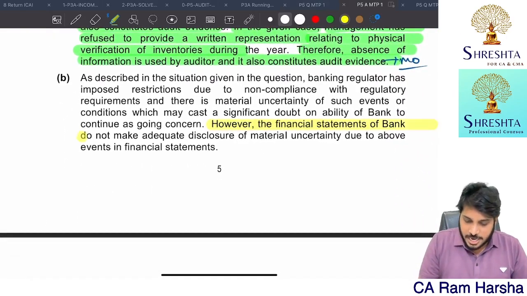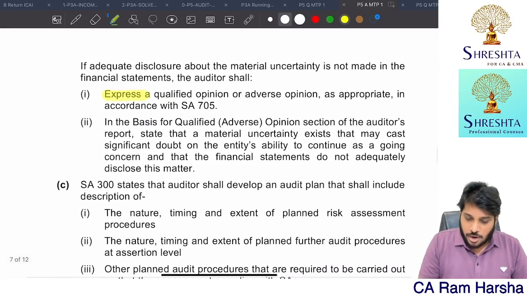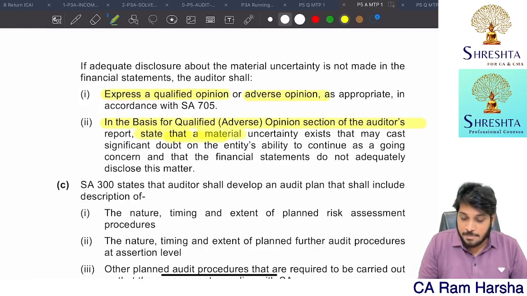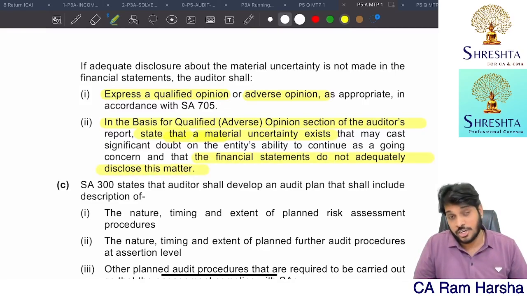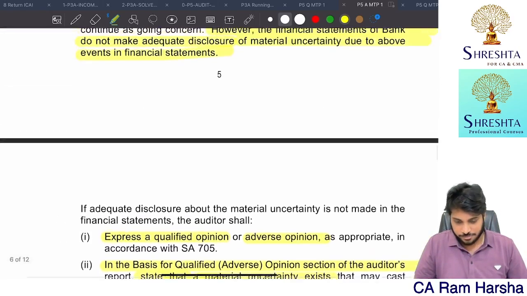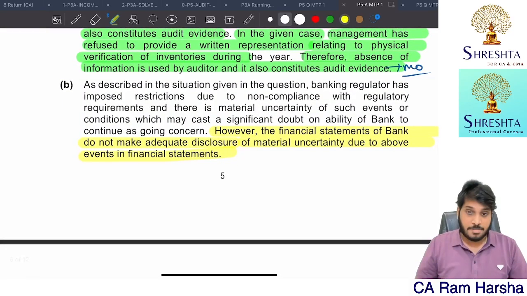The financial statements of the bank do not disclose the material uncertainty. So the auditor has to express a qualified or adverse opinion, and in the basis for qualified or adverse opinion, you need to state that a material uncertainty exists and the financial statements do not adequately disclose the matter. You need to qualify or give an adverse opinion depending upon the severity. That's it.